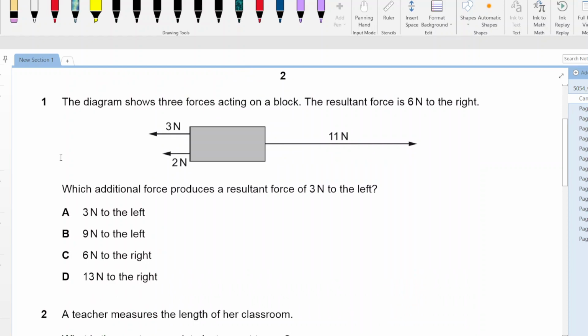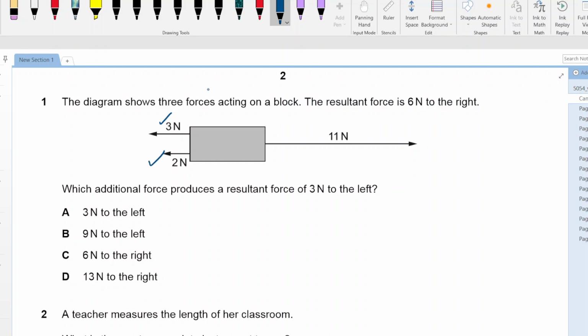The diagram shows three forces acting on a block. The resultant force is 6 Newton to the right. Which additional force produces a resultant force of 3 Newton to the left? At left, there are 3 Newton and 2 Newton.